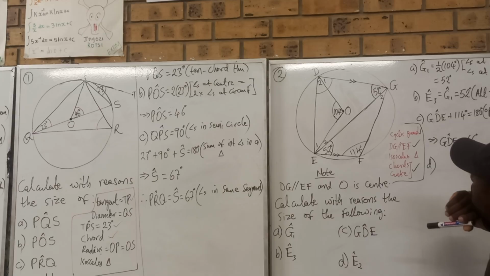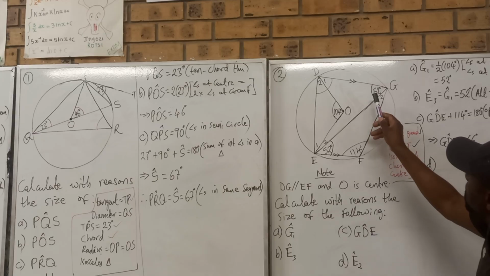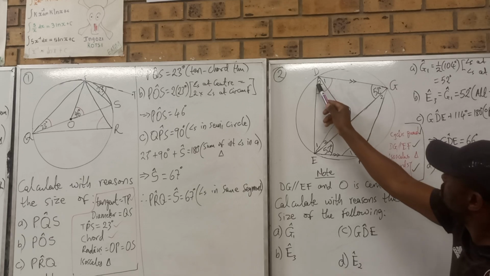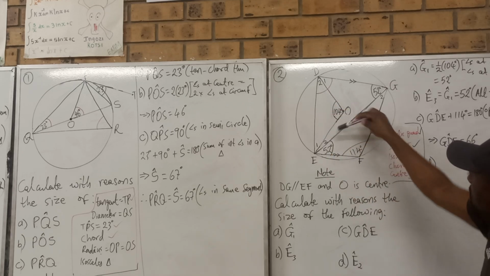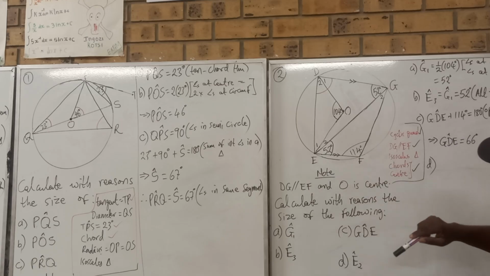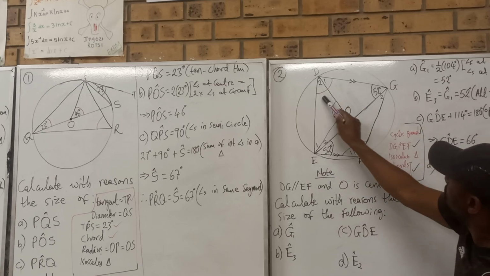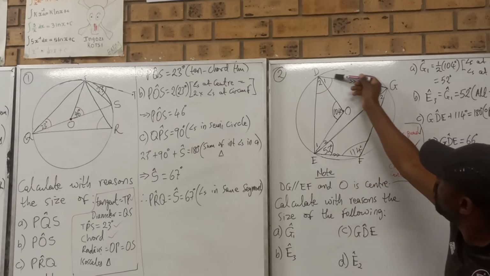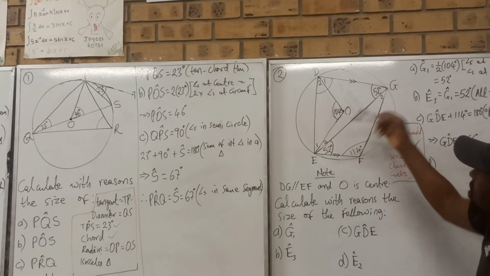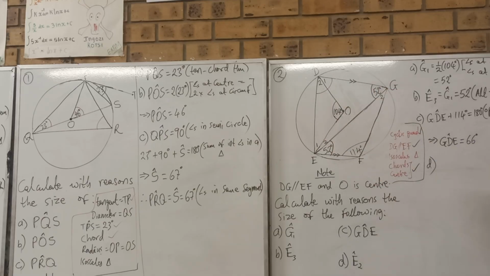And also considering the fact that these two lines are parallel, I can make use of a U there to get E2, because if I get E1, then I already know this angle. I've already calculated it to be 66. Those are in a U, so we can use co-interior angles since those lines are parallel. So that's how we interpret it.